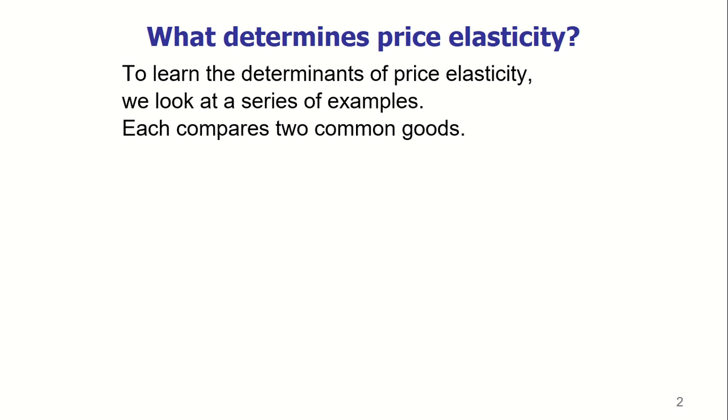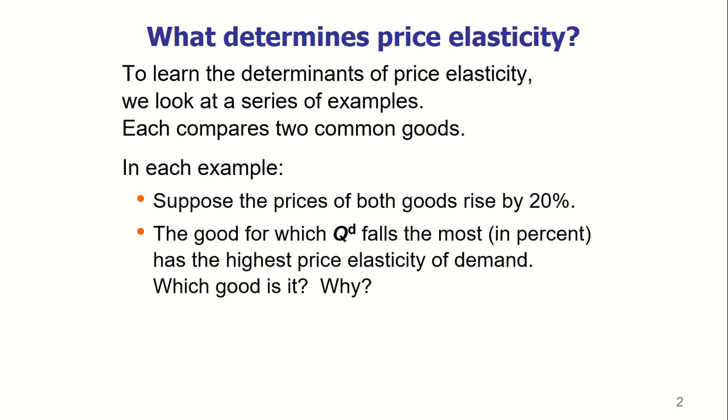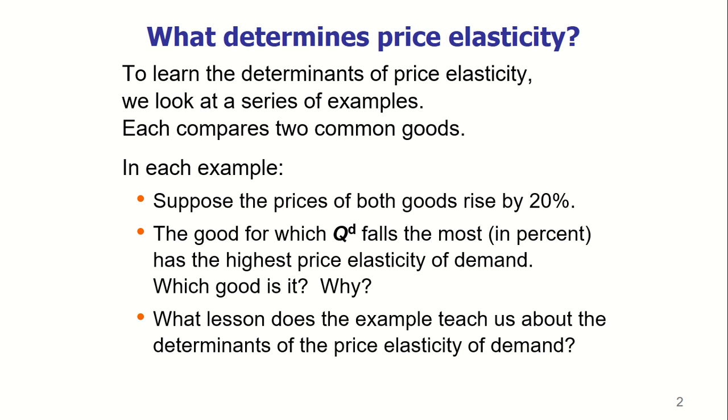Each compares two common goods. In each example, suppose the prices of both goods rise by 20%. The good for which quantity demanded falls the most in percent has the highest price elasticity of demand. Which good is it? Why? What lesson does the example teach us about the determinants of the price elasticity of demand?